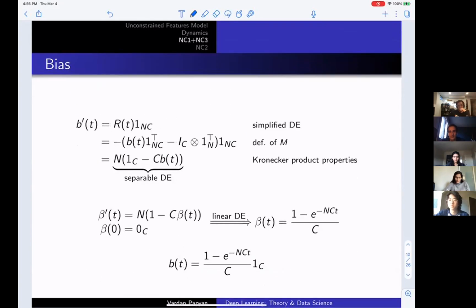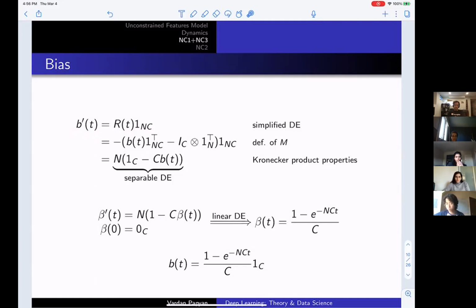Okay, so here's how the proof goes. The first step of the proof is to show that the bias has a very simple closed form solution. So recall that the bias B satisfies the simplified dynamic equation B prime equal to R multiplied by ones. Ones here is a very long ones vector.